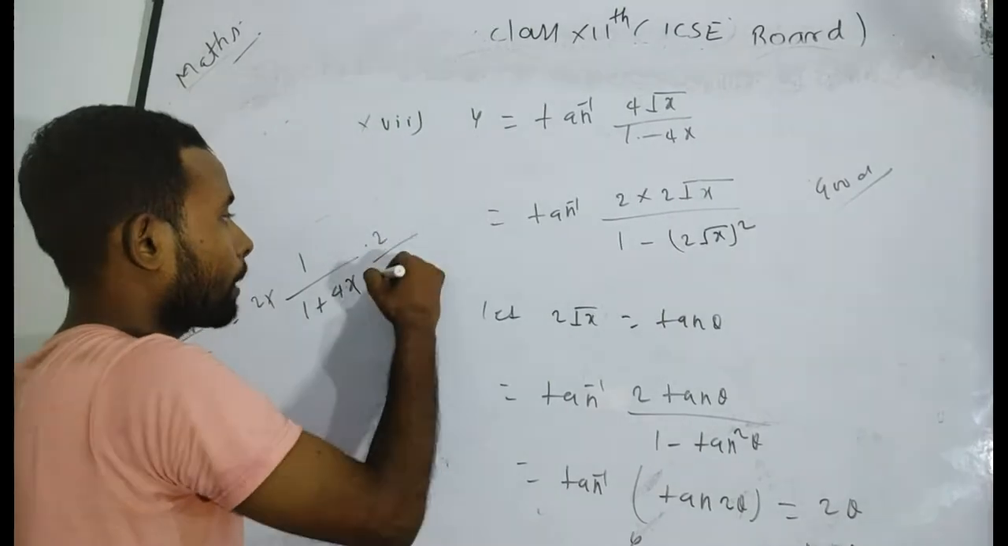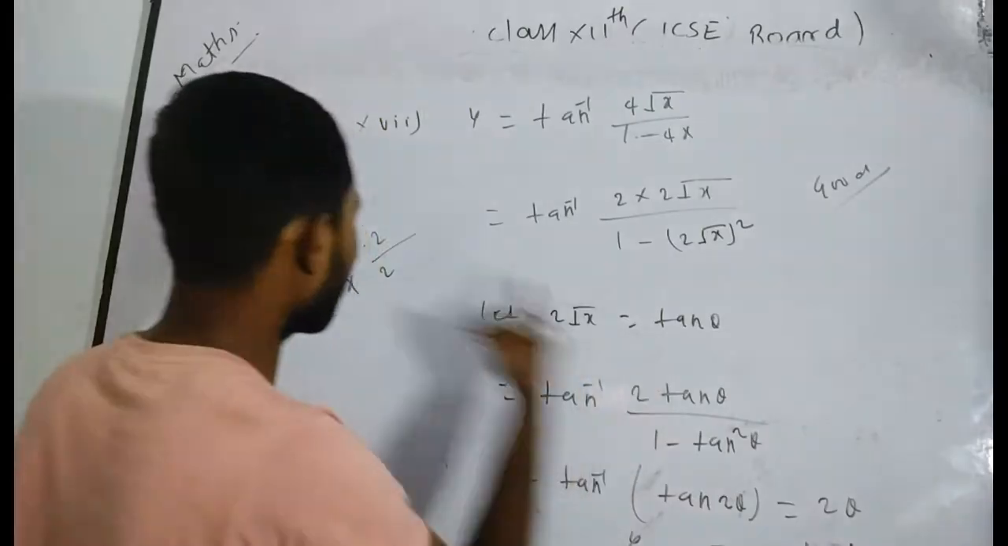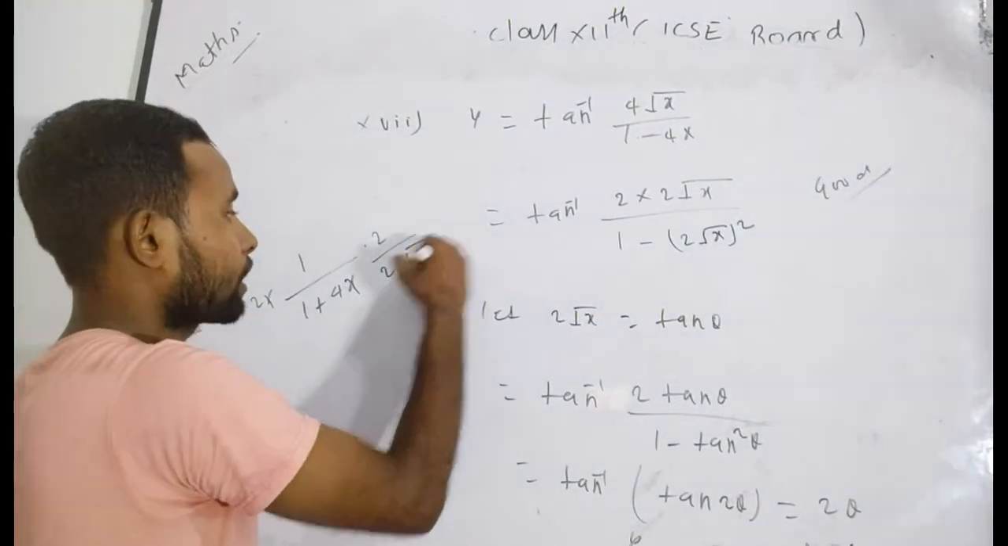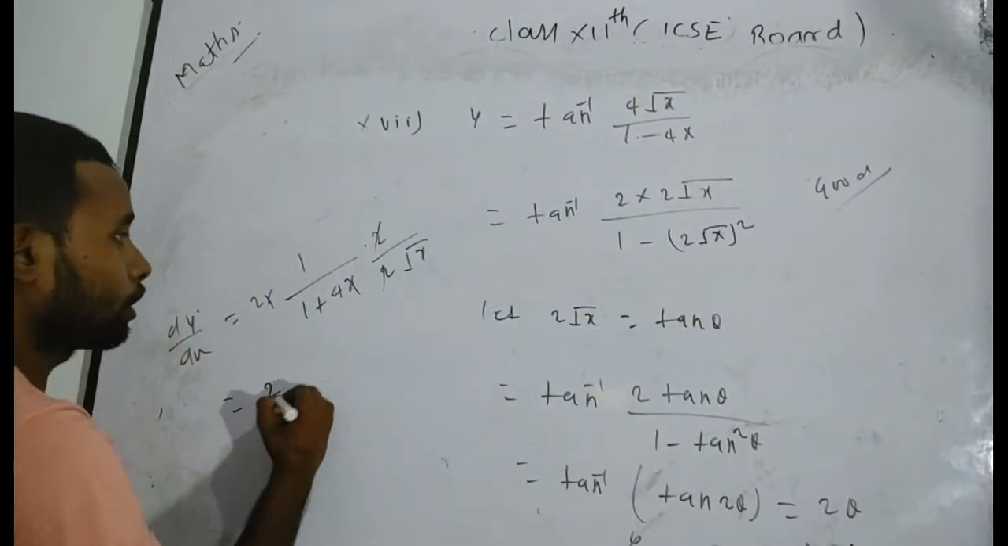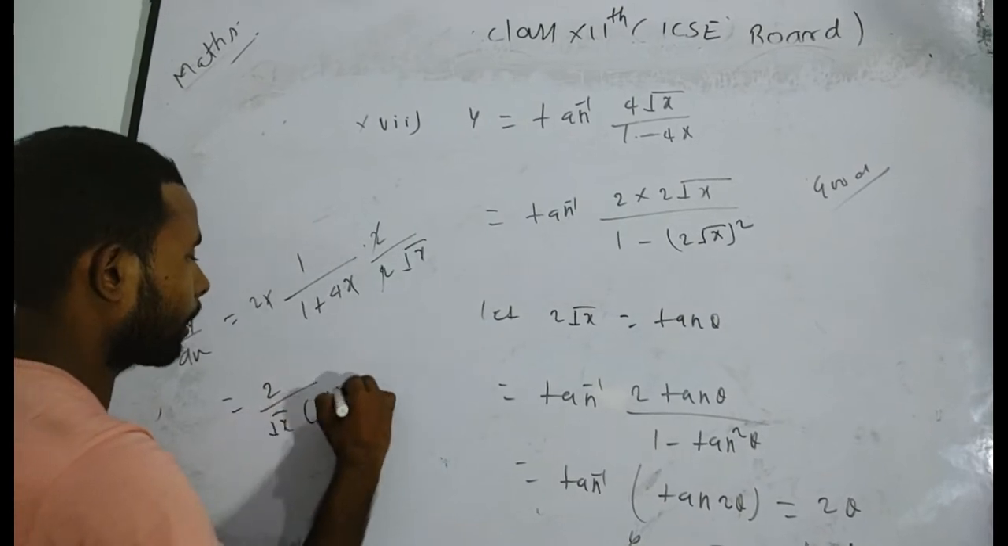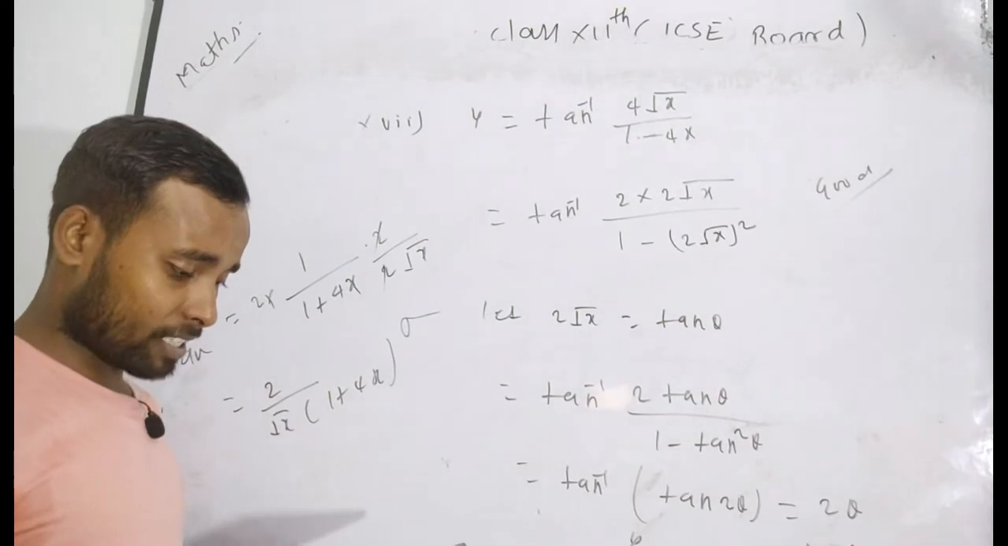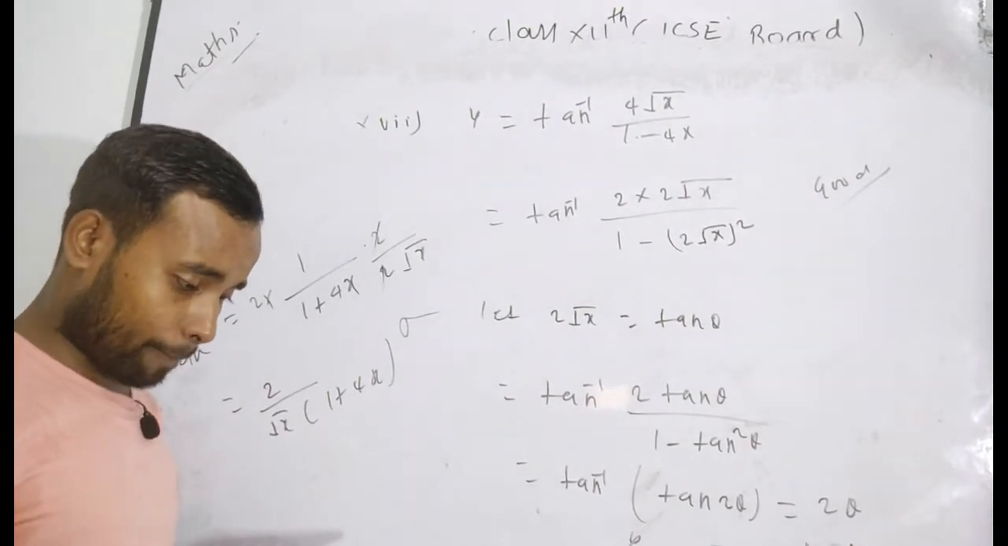In that case 2 should be taken as common, and the derivative of root x with respect to x will be 1 upon 2 root x. The 2s cancel, and finally you will get 2 upon root x into 1 plus 4x. This is the correct answer of this problem. I think this chapter has been completed.